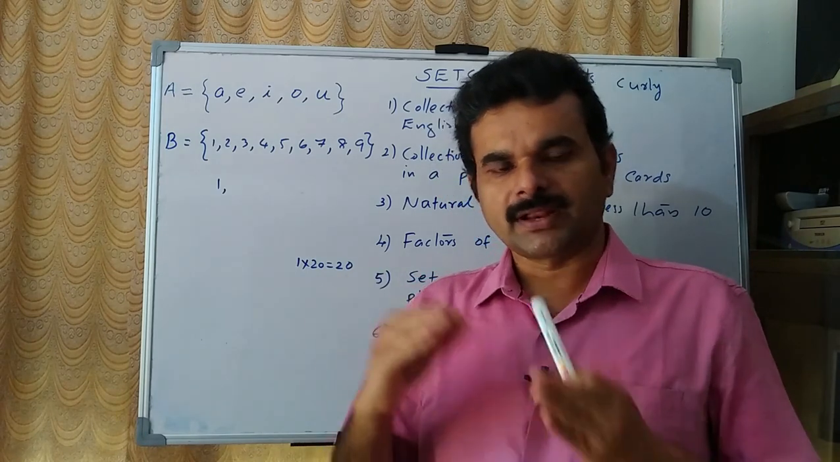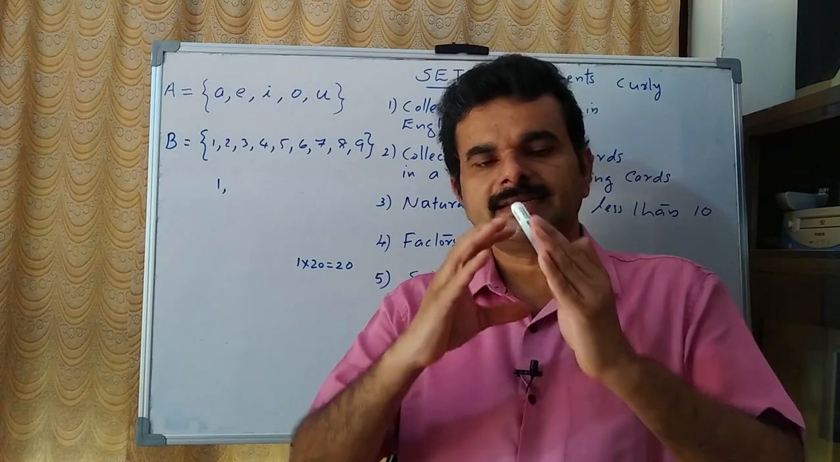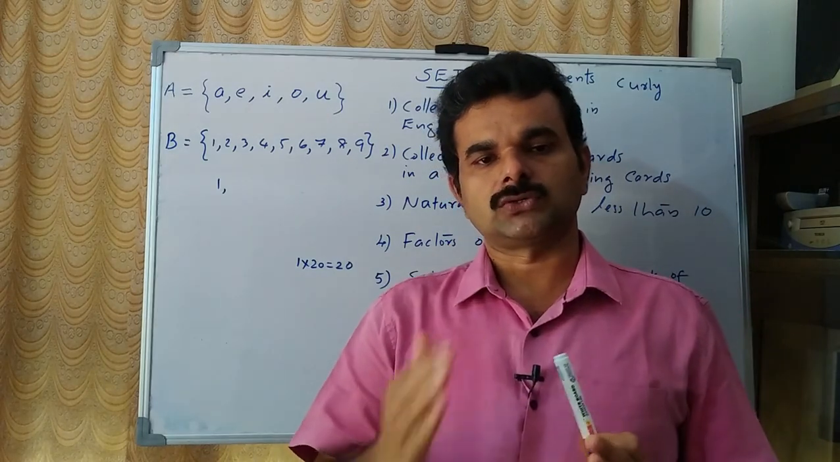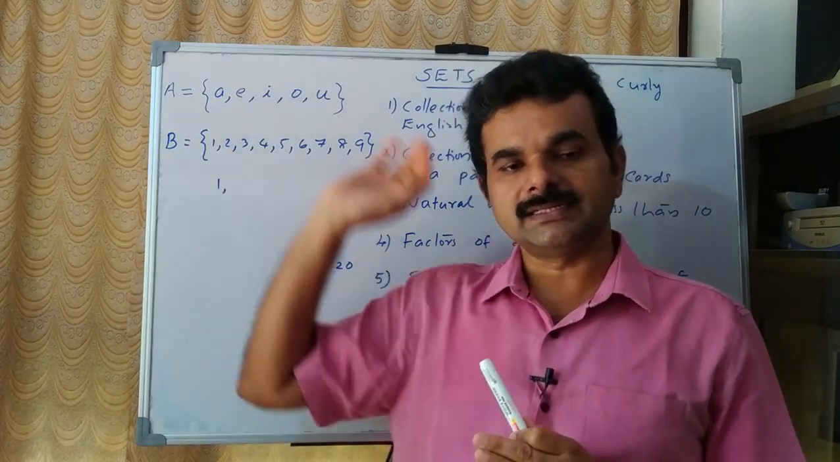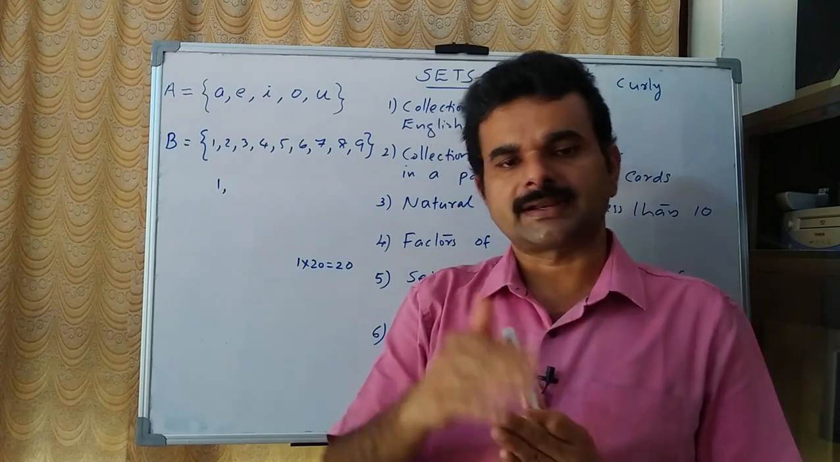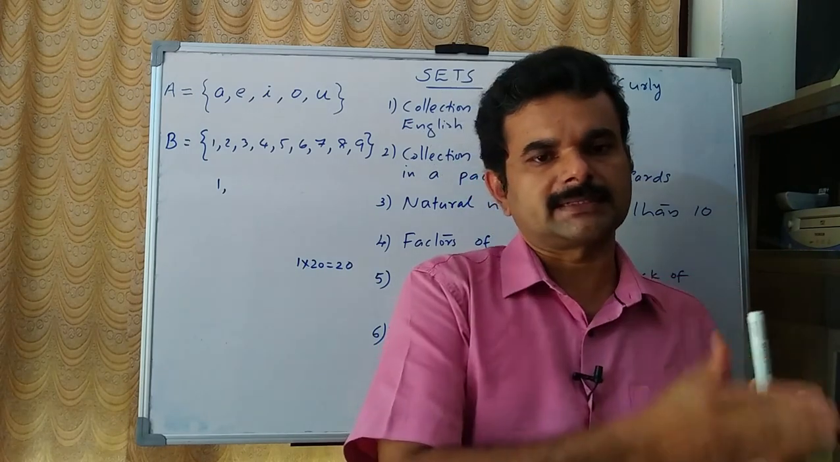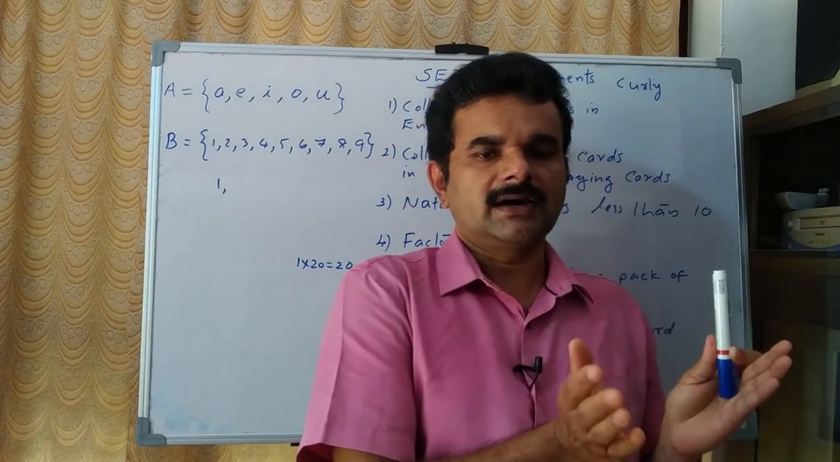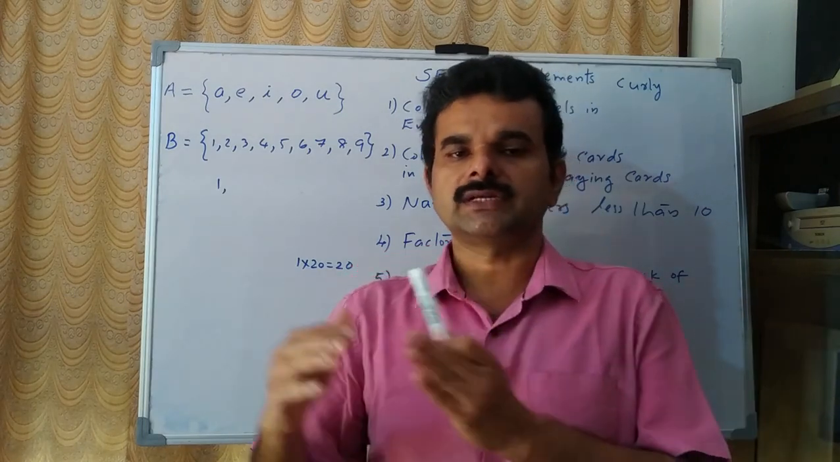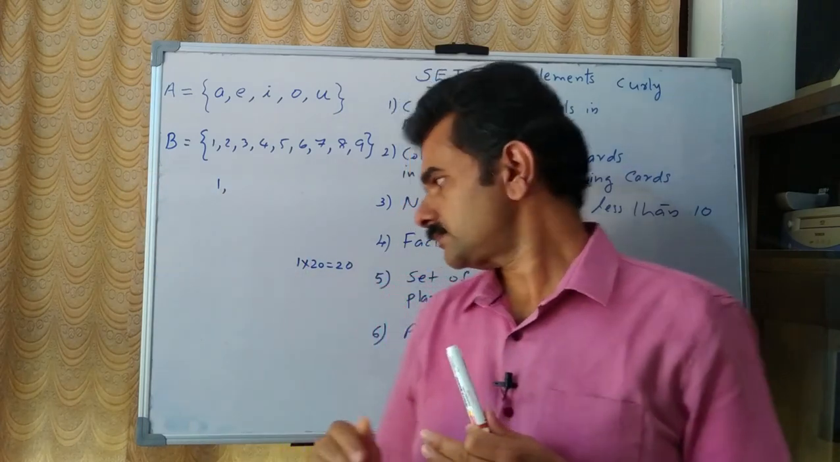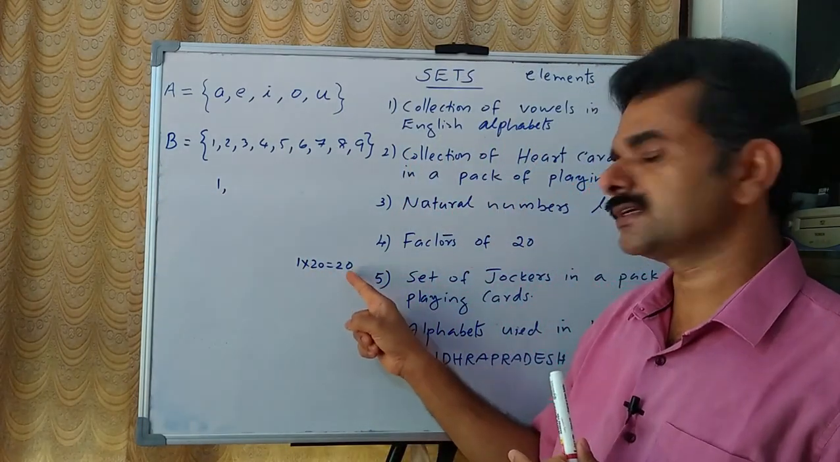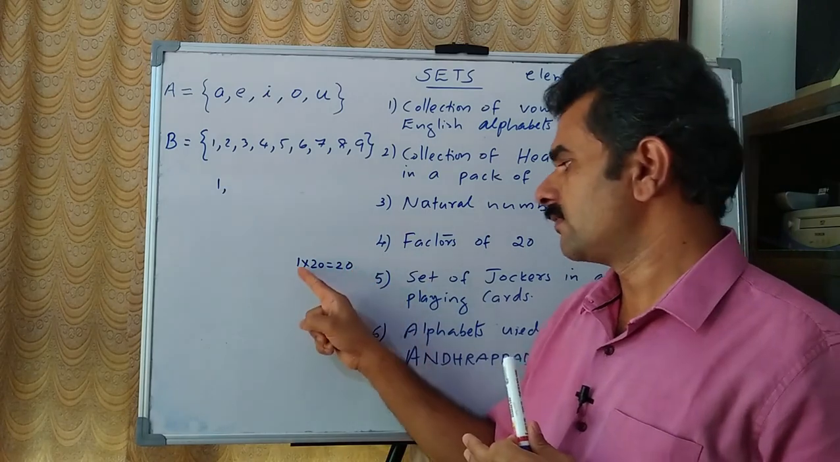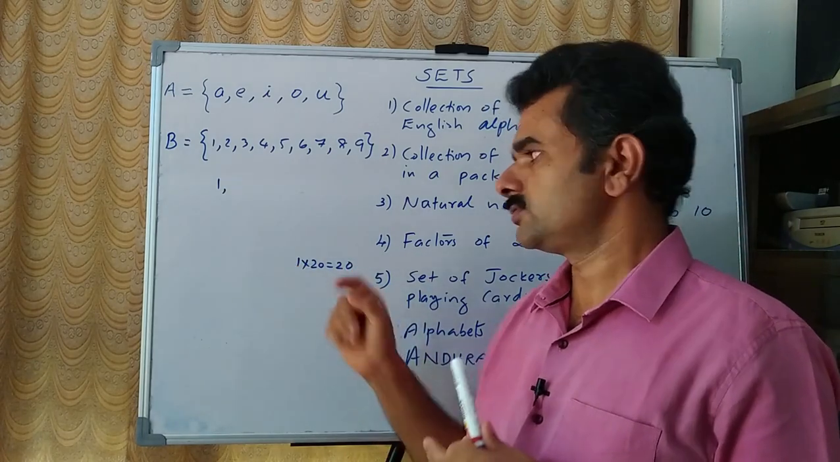1 by 7 is not an integer. Integer means what? Integer is a complete number. 1, 2, 3, 4, 5, these all are integers. 0 can also be taken as an integer. Minus 1, minus 2, minus 3, minus 4, these are integers. Minus 1, minus 2, minus 3 are what? Negative integers. 1, 2, 3 are positive integers. Okay. So 1 into 20 is equal to what? 20. Therefore 1 is the factor of 20.